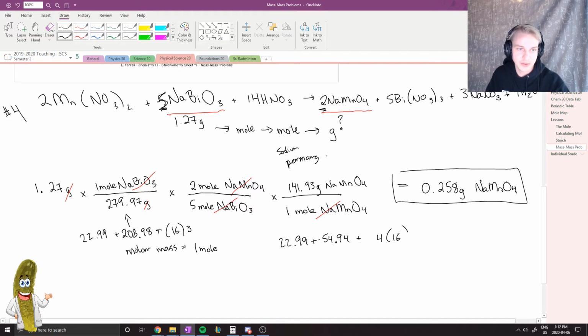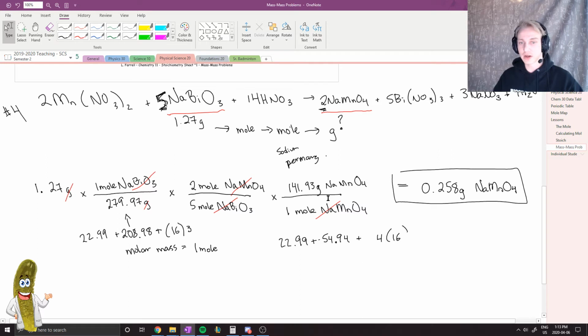I'm using a new drawing tablet, so it's a little bit rough. Some of the confusion that has existed in the past with physical science is why this one is a 1. Why is this number here a 1 mole, but then this one's 5 and this one's 2? The reason is that this molar mass here, this 279.97 grams, is equal to 1 mole. So that molar mass is equal to 1 mole of sodium bisphosphate. Same thing happens over here. The 1 mole of NaMnO4, the sodium permanganate, is equal to 141.93 grams of sodium permanganate.